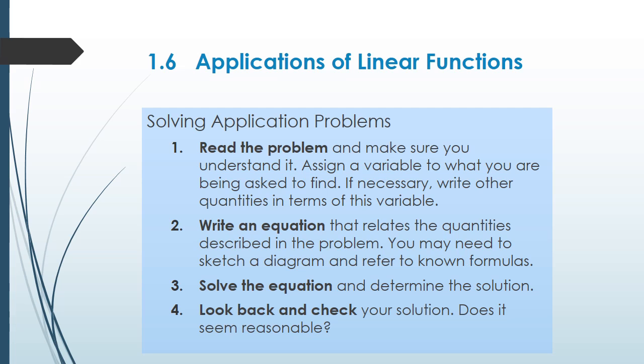Now we have a few tips here when you're solving application problems. First, you should read the problem. Make sure you understand it. Assign a variable to what you're being asked to find. If necessary, write other quantities in terms of this variable. The second thing you want to do is write your equation. You need an equation that's going to relate the different quantities given in the problem. You might want to sketch a diagram and look at formulas.